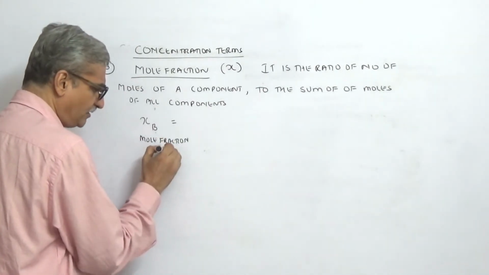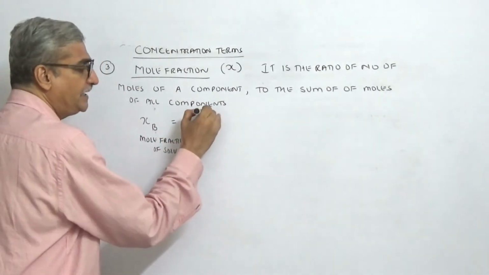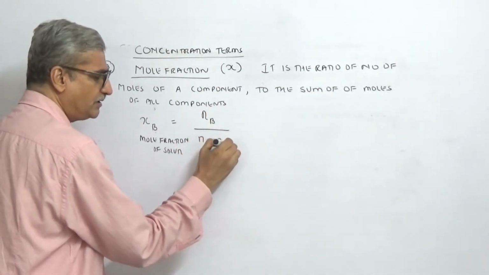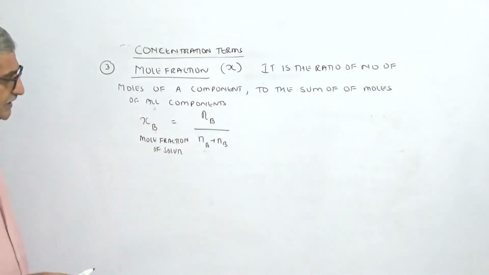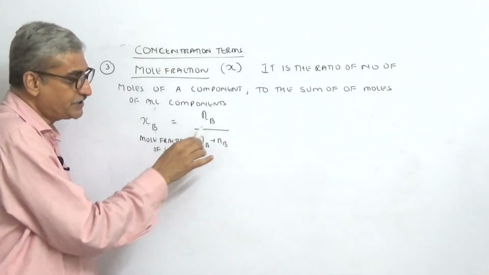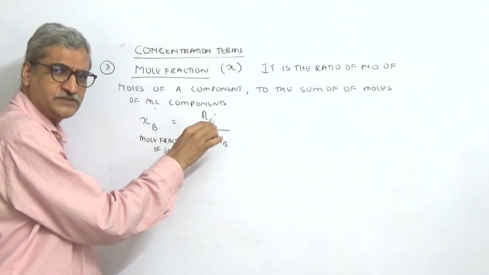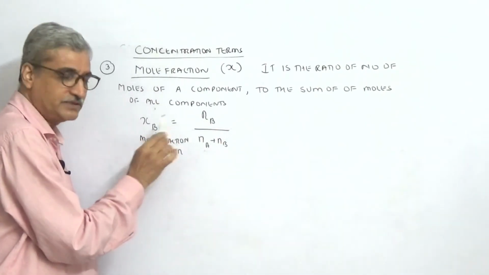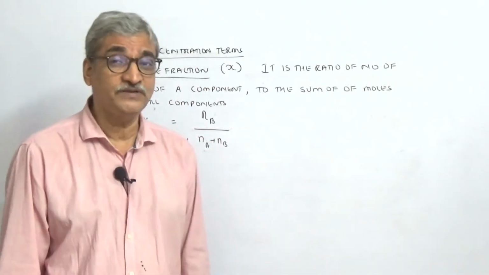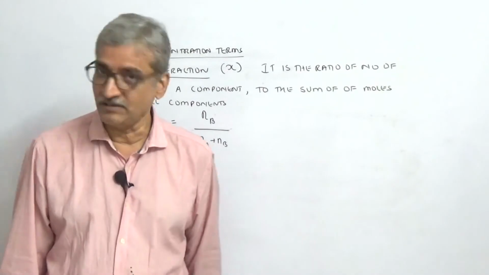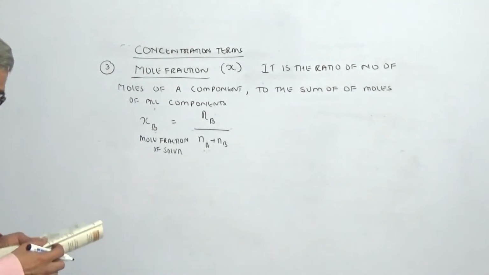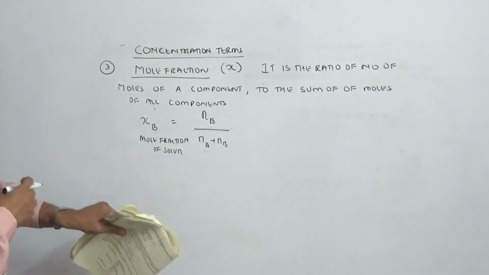Mole fraction of solute is number of moles of solute upon number of moles of solute plus solvent. This is what I am trying to tell you. What am I trying to tell you? That mole fraction is the ratio of the number of moles of a component. What is the component? Solute. Upon the sum of the number of moles of solute plus solvent. Upon means dividing. Okay, we'll do one sum in this. Is this clear? This is a very important one. You should know this perfectly.